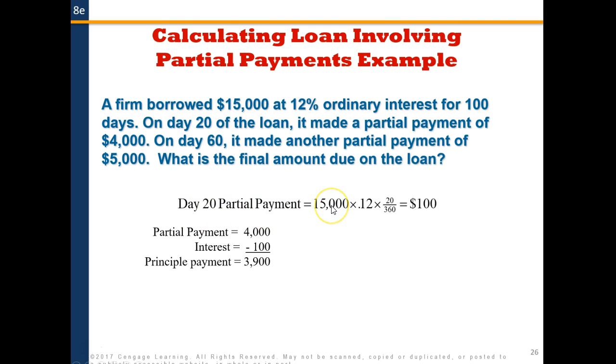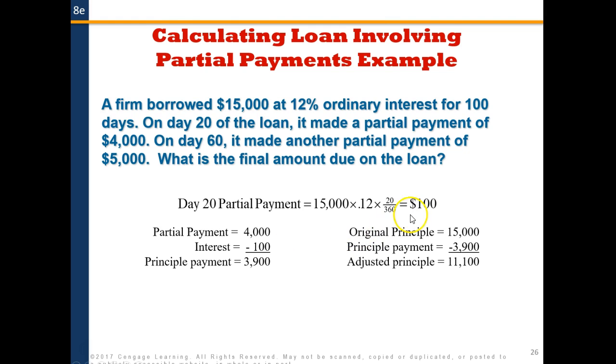For the day 20 partial payment, we're trying to figure out the interest for 20 days. So the interest is $100. If you pay $4,000, $100 of that is interest and $3,900 is principal. The original principal was $15,000. You paid $3,900, so what's left to pay is $11,100.